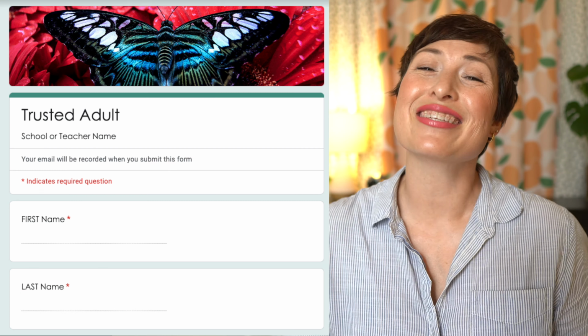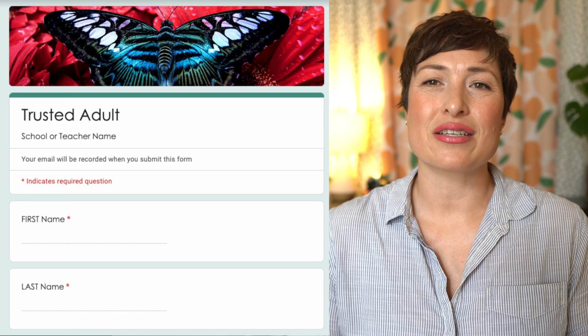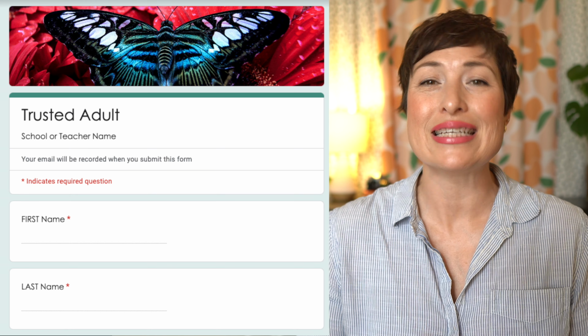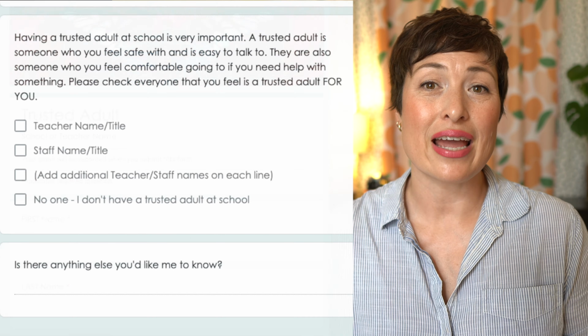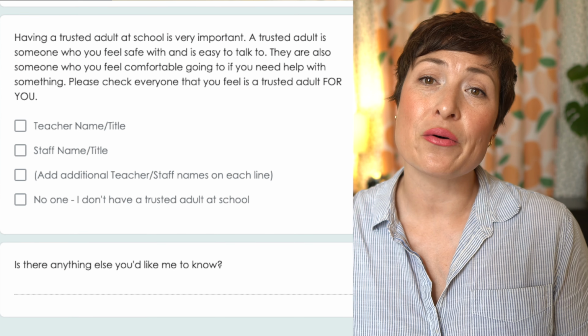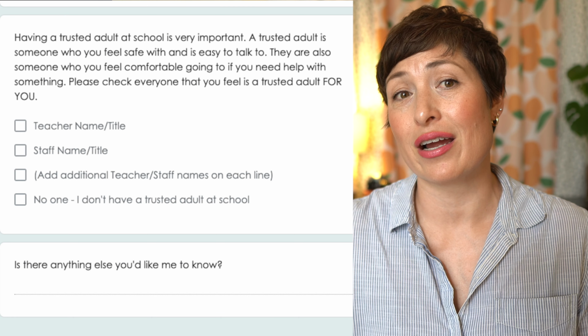After we discuss the types of people they might choose, I have them fill out a Google form. Here's a sample of one that I created. They enter their first and last name. This is important because it makes the form easy to search by student. Then I have a short description of what a trusted adult is. Below, I list all of the adults who they interact with at school.